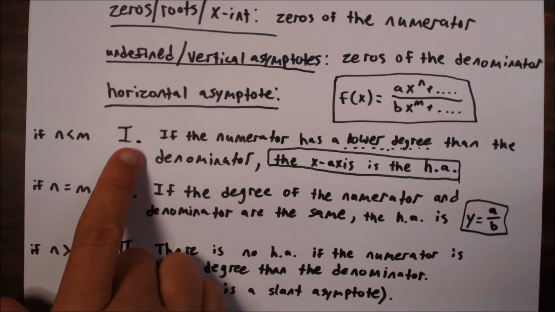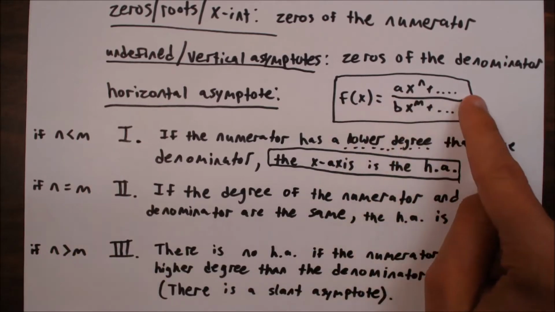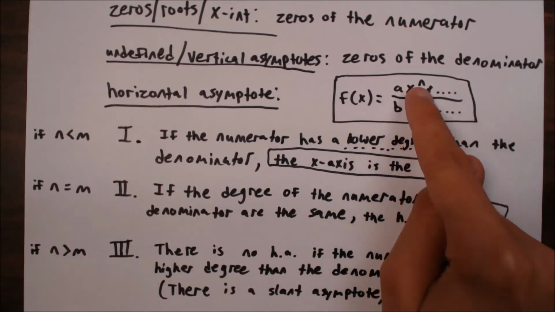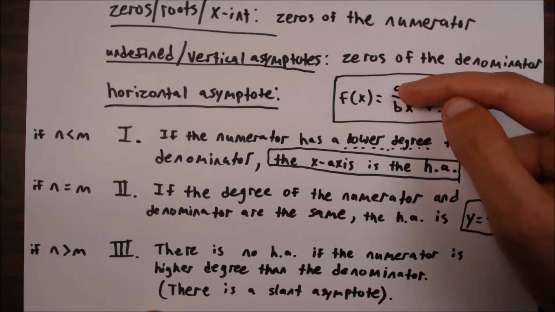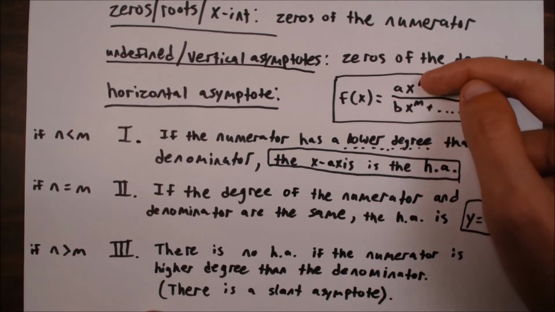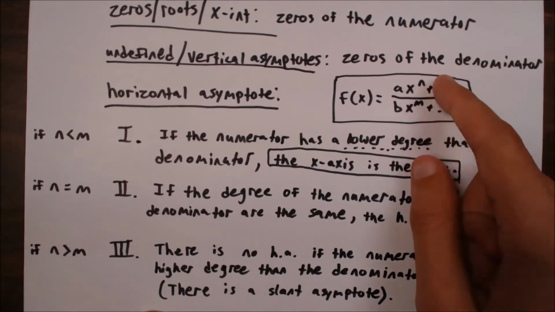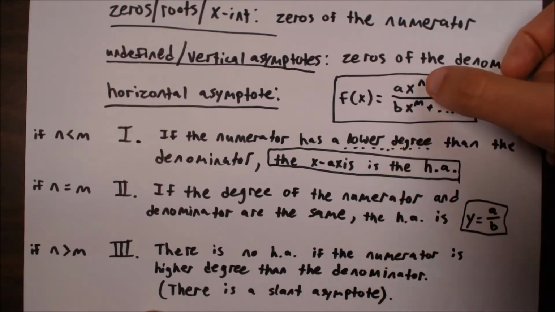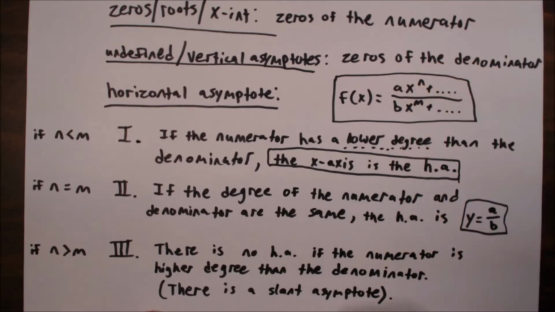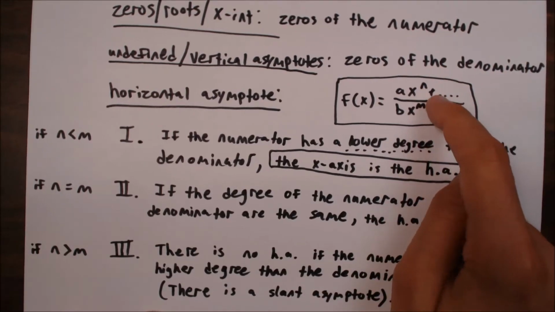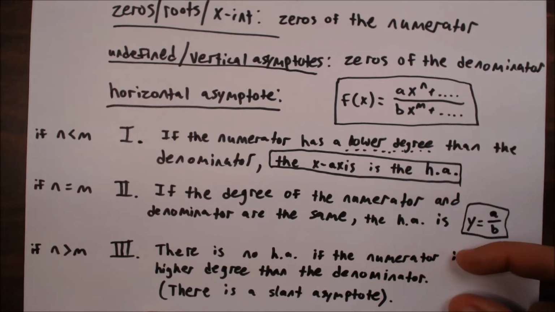So there's three cases. If you have a polynomial divided by a polynomial, that's a rational function. You have a polynomial on top and a polynomial on the bottom. A and B are the leading coefficients. N and M are the powers of the highest power terms, in other words, the degree. The degree is N for the top and it's M for the bottom. Based on the degree is going to determine how you find the horizontal asymptote.